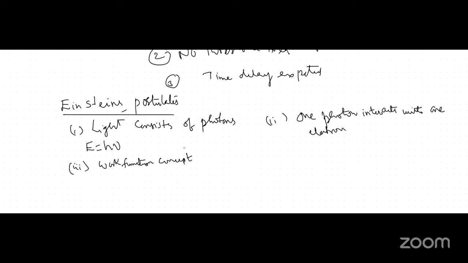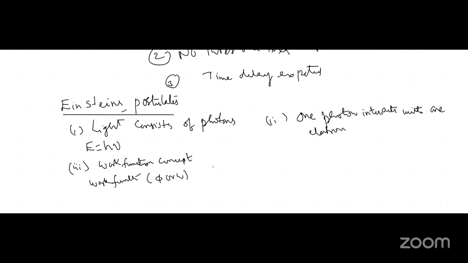A minimum energy is required, which we will call the work function, generally denoted by W or phi. A minimum energy called the work function is required to liberate an electron from the metal surface.